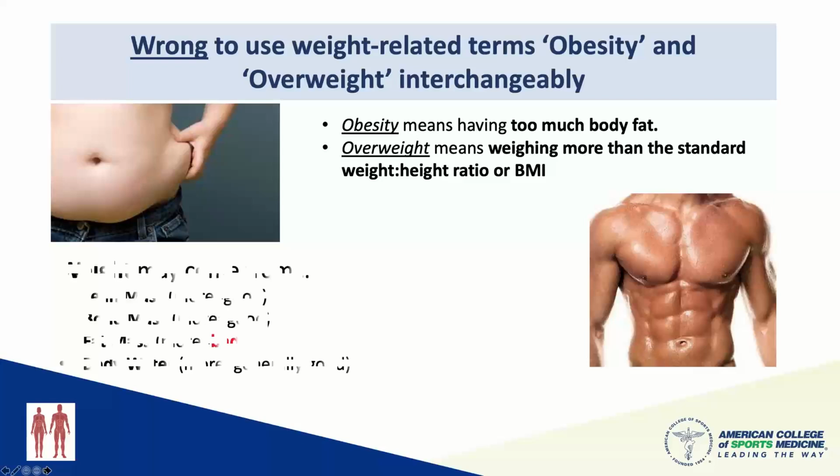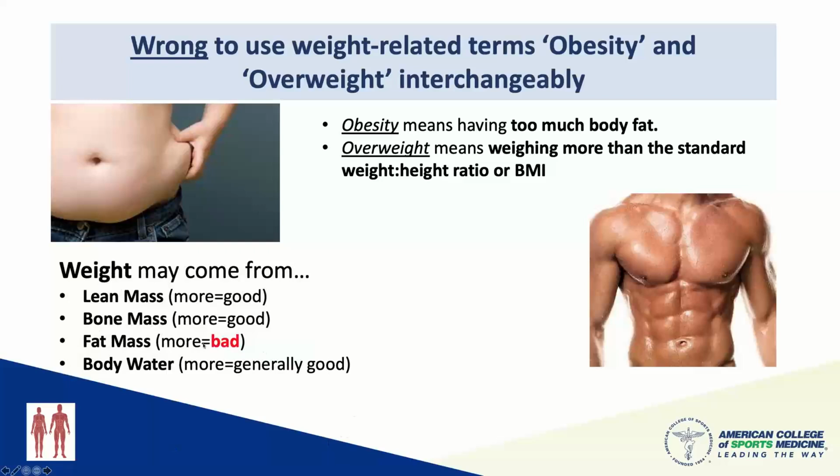When you look at these, we have to ask ourselves, weight may come from lean tissue. More of it's generally good. From bone mass, more is generally good. From fat mass, we would consider that bad if it's too much. And from body water, which is normally associated with lean mass, so we would consider that to be good, right?